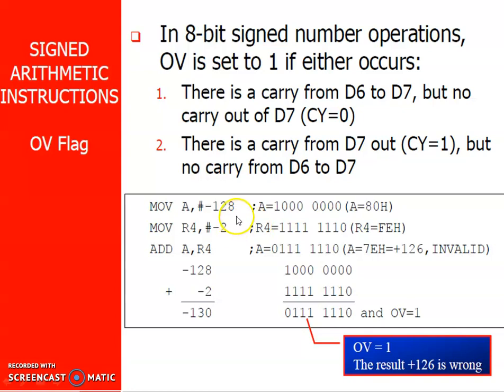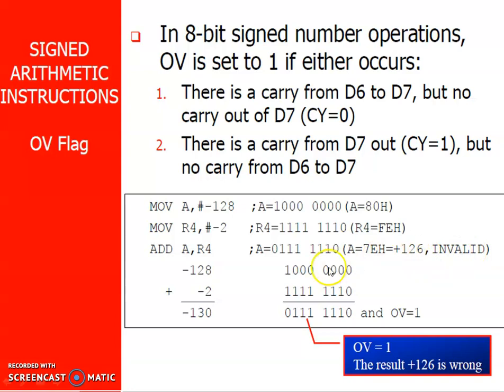So let us see this here. MOV A, #-128, its equivalent value is 80H. MOV R4, #-2, in hexadecimal is FEH. Then ADD A, R4. You are adding minus 128 with minus 2. The answer should be minus 130.